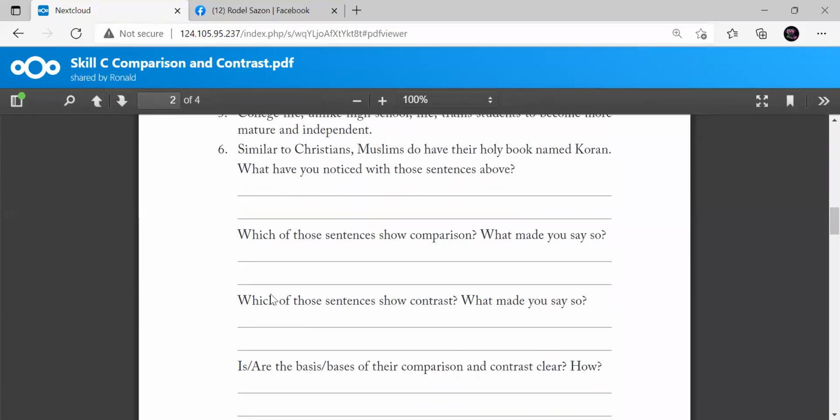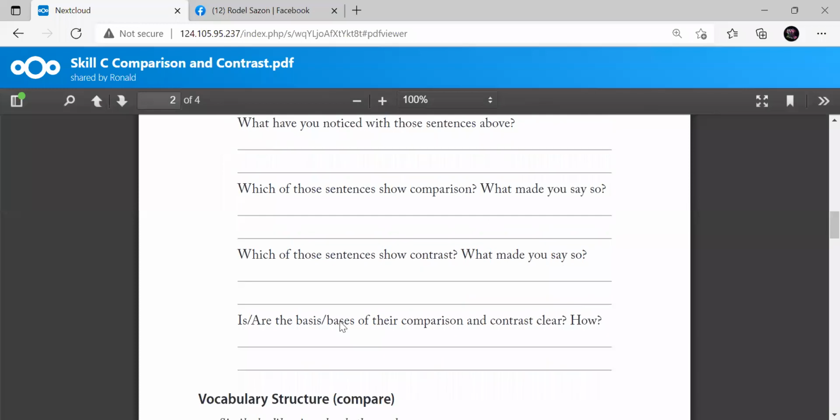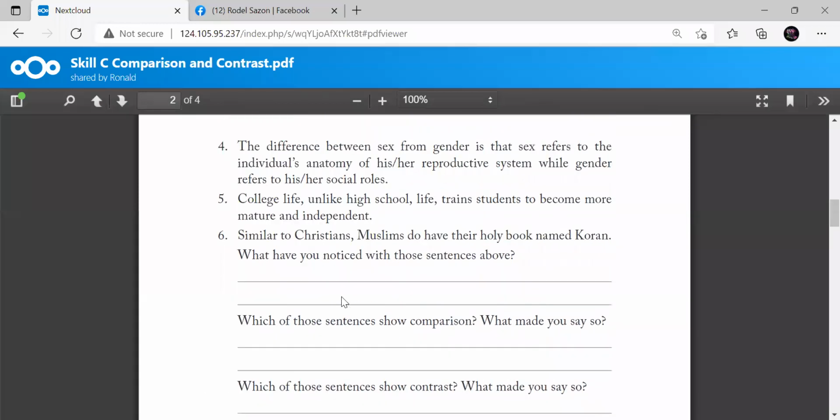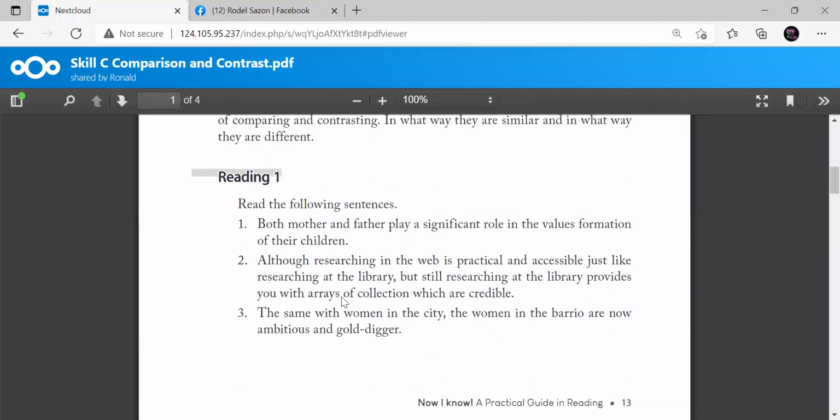So, is the basis for their comparison and contrast clear? For example, in number 1, what is the basis for comparison? Both. No, basis. The role. Their role is significant. What is the basis for comparing?